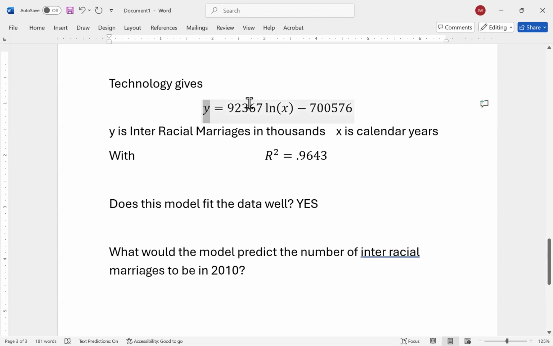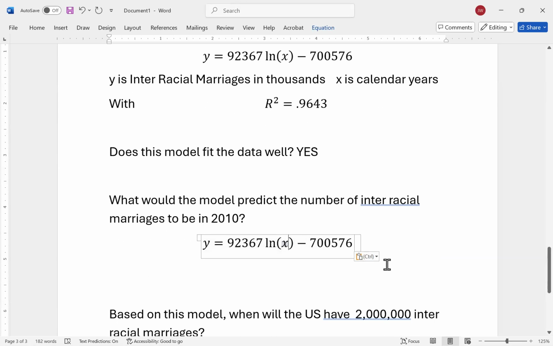Well, again, X is calendar years and Y is interracial marriages in thousands. If we're using this logarithmic model, we'd type in the X value of 2010 into the model, since we're using an X value of calendar years. And then I just calculate the Y. So I type that into my calculator.